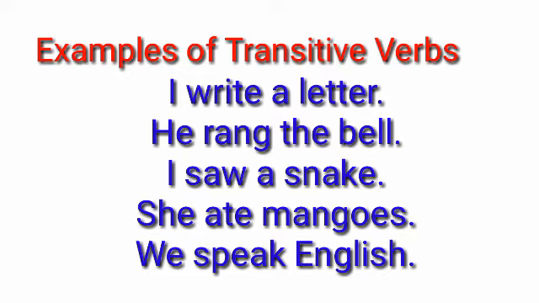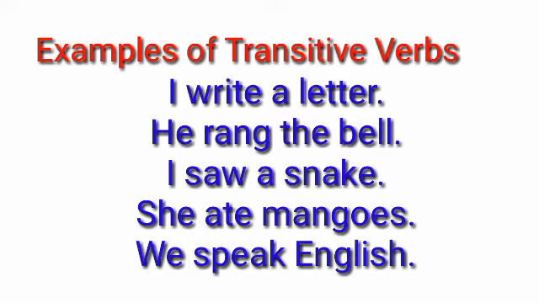Let's see some examples. I write a letter. So in this sentence you see that a letter is the object for the verb write. So write needs an object. You know, this word write needs an object. So that's why now the verb write has its own object, and that's why we call it transitive verb.